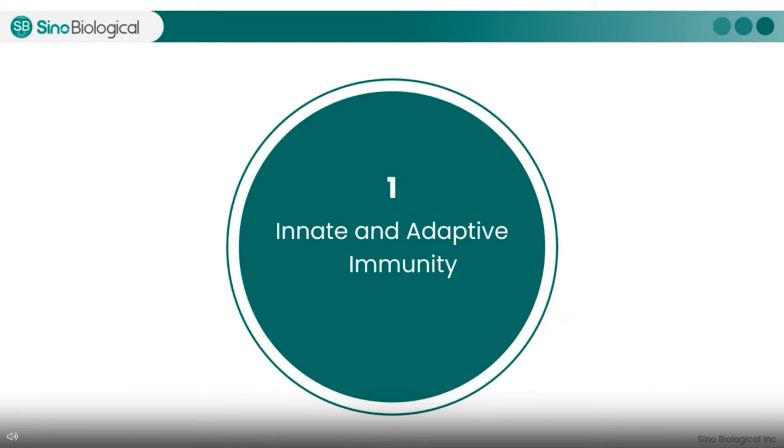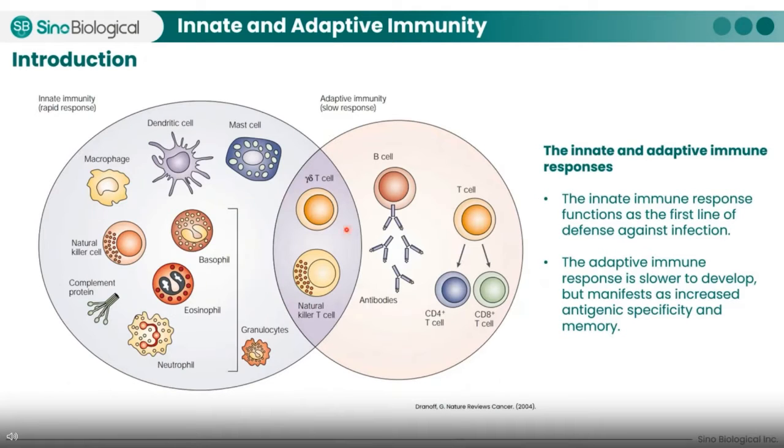So the first section is innate and adaptive immunity. The immune system is a complex system which is responsible for the protection of the human body. It consists of many cell types, structures, and chemical mediators with different functions that can regulate each other to work effectively and neutralize components recognized as non-self. The immune responses can be divided into 2 categories: innate immunity and adaptive immunity.